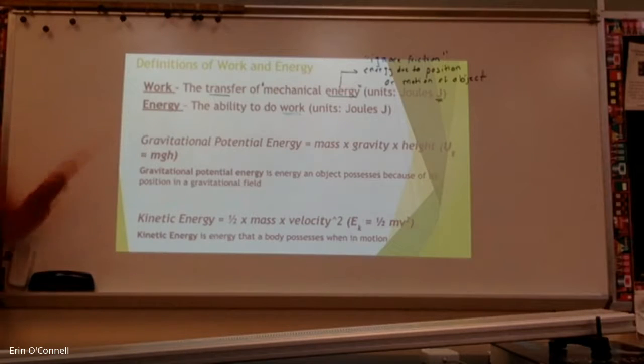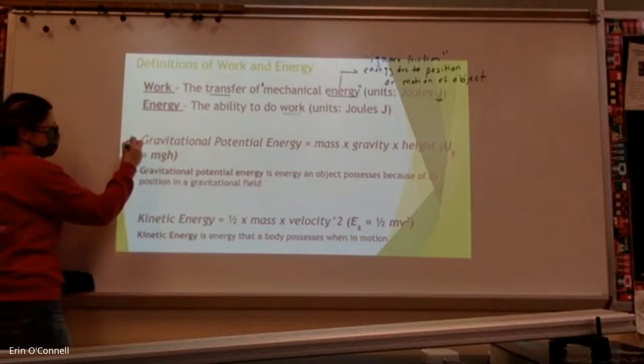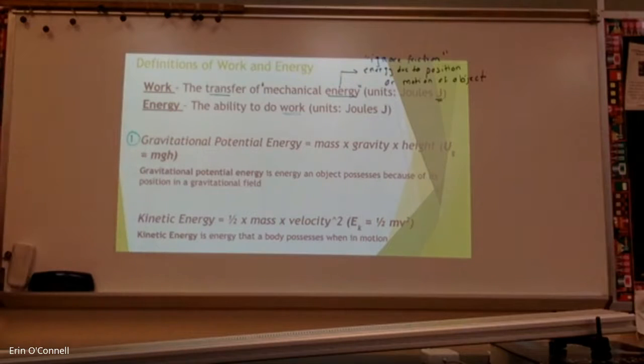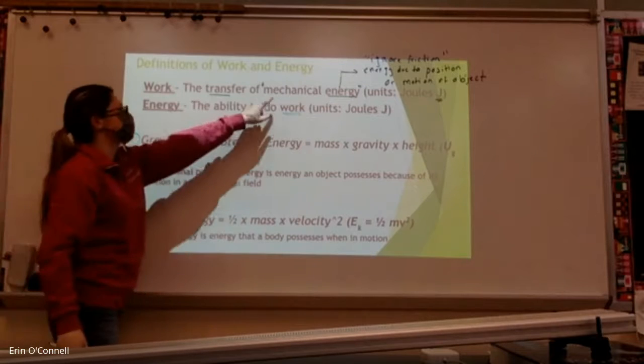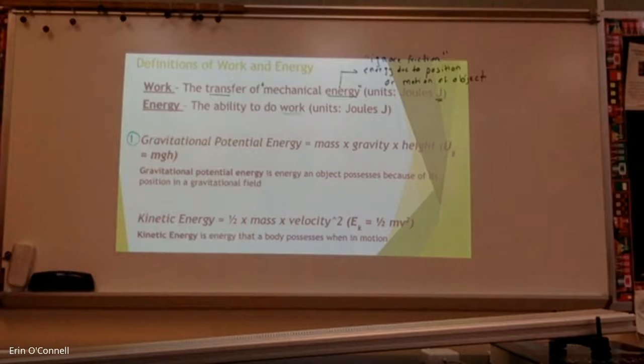The types of energy that we're going to talk about today, we're specifically going to focus on two types. The first type is gravitational potential energy, which is a type of mechanical energy. And gravitational potential energy is basically the energy due to the object's position in a gravitational field. So its position from Earth's surface. Okay, so gravitational potential energy is what an object possesses due to its position in a gravitational field.